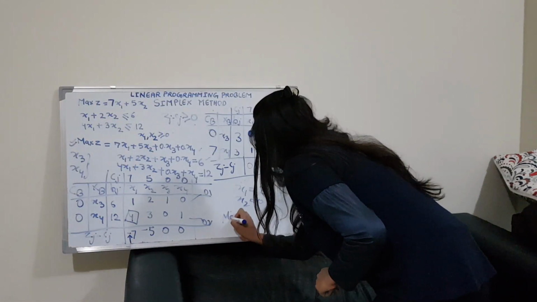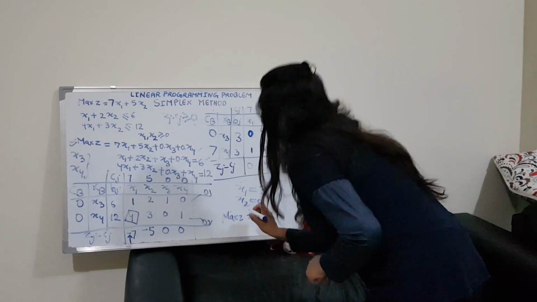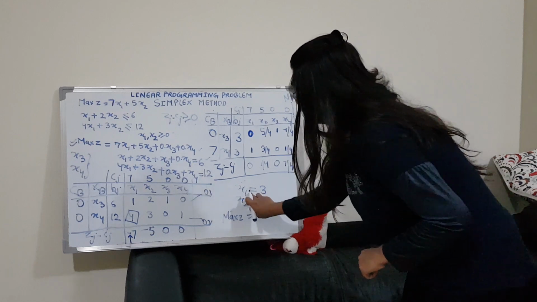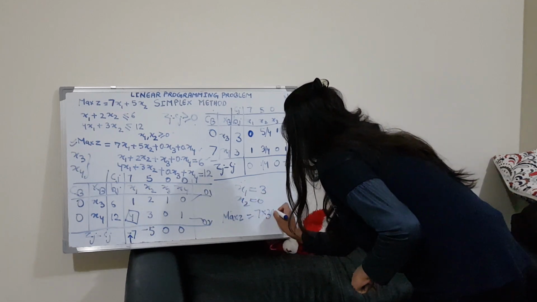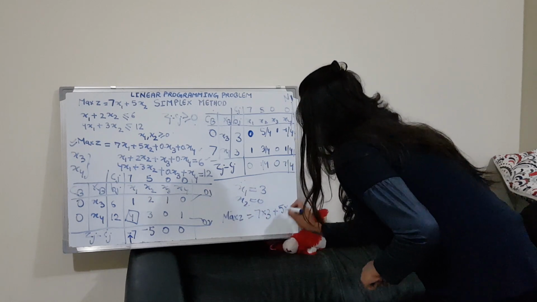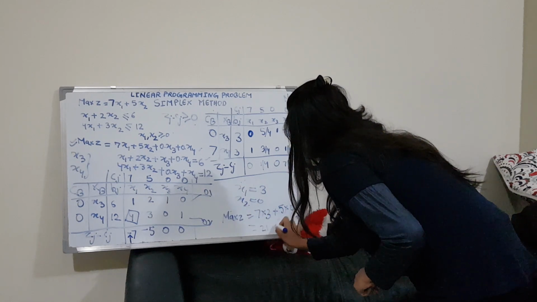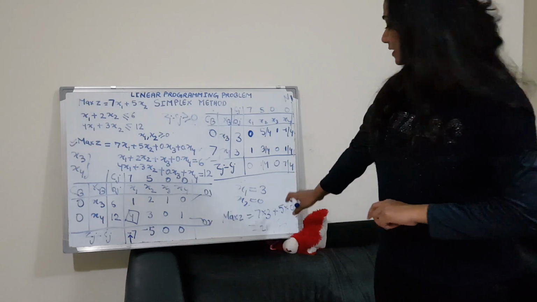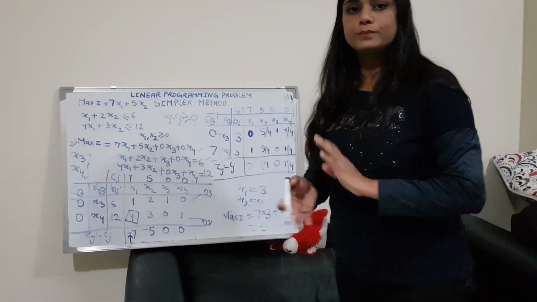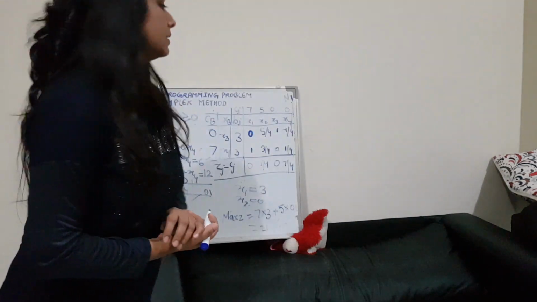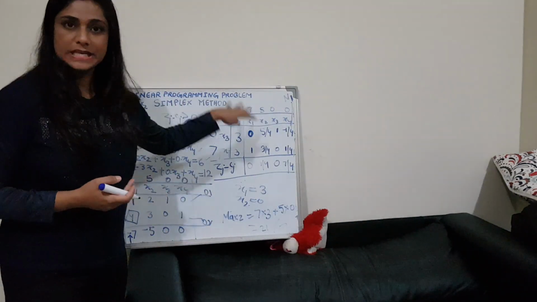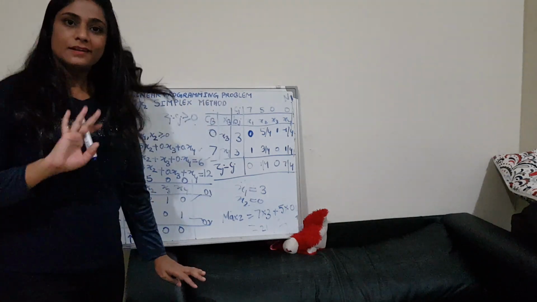Maximize Z is equal to 7 into X1. For X1 we have 3, plus 5 into X2 value which we have 0, which gives 21. This is our optimal solution. This is our maximum profit. I hope this video is helpful to you guys, and in my next video I will discuss the same problem in detail. So bye bye.